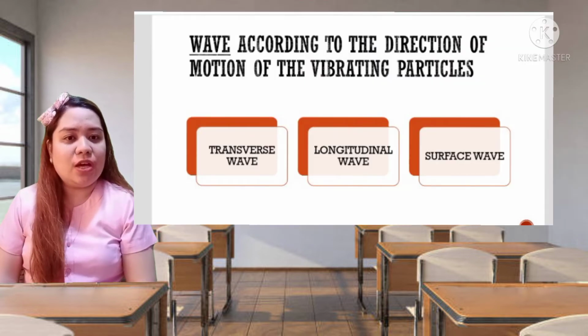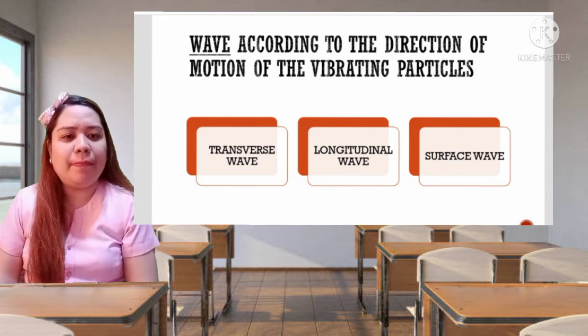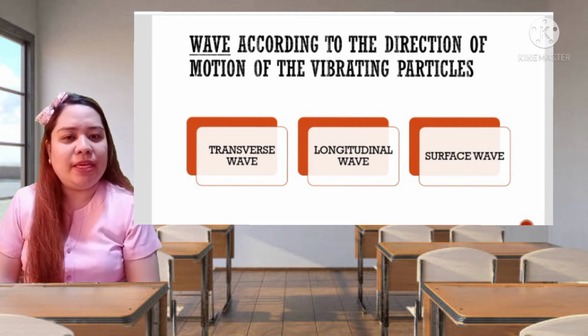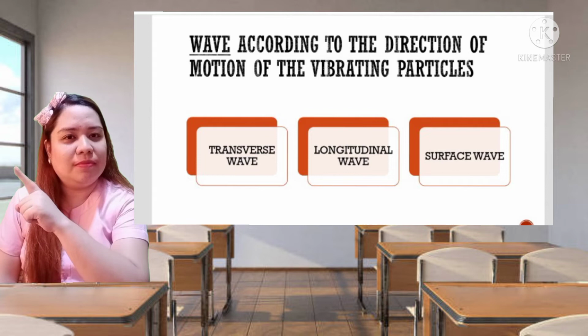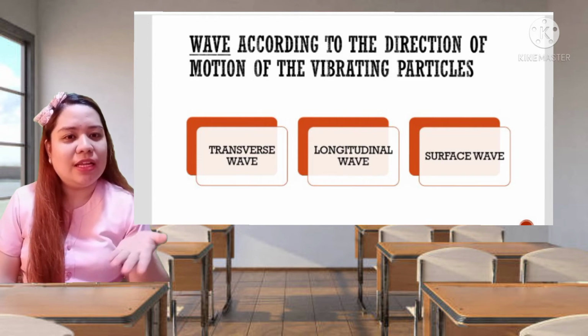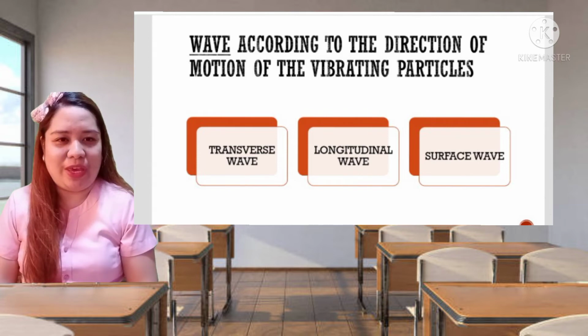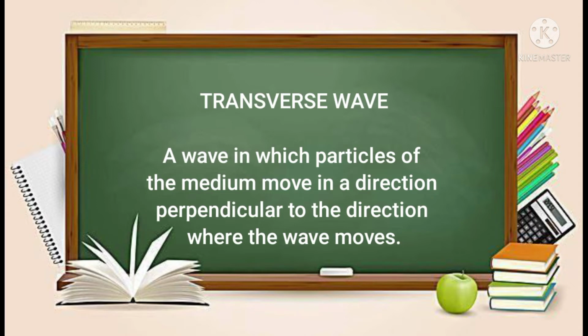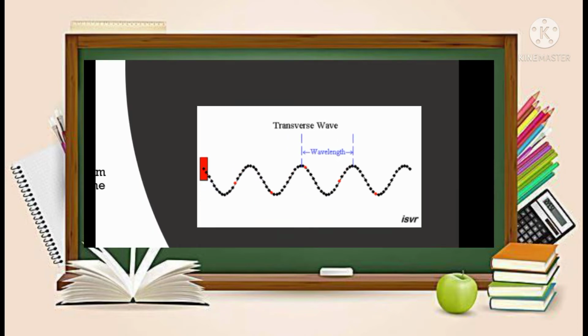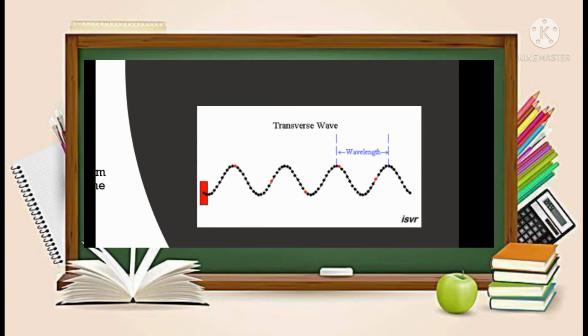Aside from the presence or absence of a medium, waves can be classified according to the direction of vibrating particles. It can be transverse, longitudinal, and a surface wave. Let's talk first about the transverse wave. A transverse wave is a wave in which particles of the medium move in the direction perpendicular to the direction where the wave moves. The example of this is the wave in a rope.